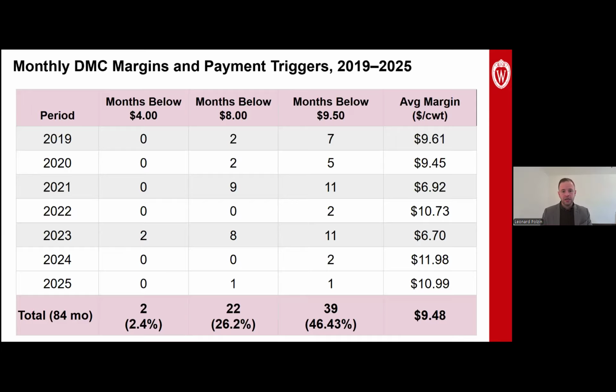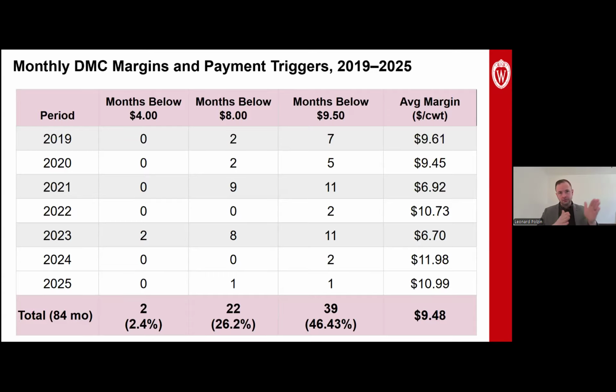And over time here, we had 26.2% of the time, or 22 of the 84 months, where we did have payments triggered below that $8 mark. And then as we go up to that $9.50 margin coverage level, we had payments triggered 46.4% of the time during the life of the program thus far.